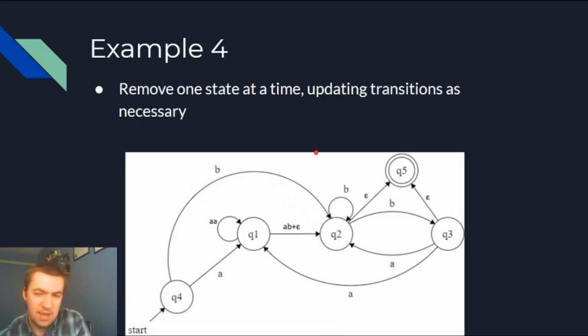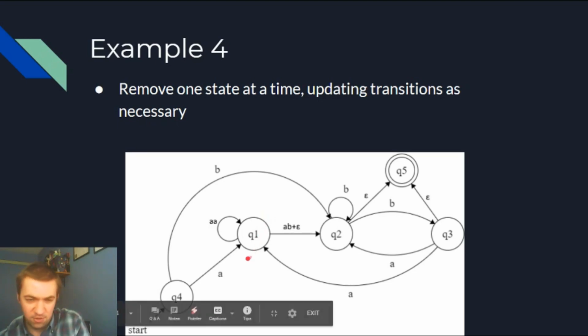Now let's consider what happens if we were to remove Q1 from everything. Well, first off, we have two states that transition to Q1 that we need to concern ourselves with. So first off, let's look at Q4. Q4 can take an A to get to Q1, and from there it can get to Q2. So what are the possible symbols that we could accept as a path that gets us from Q4 to Q2, not going the direction where we have the B?